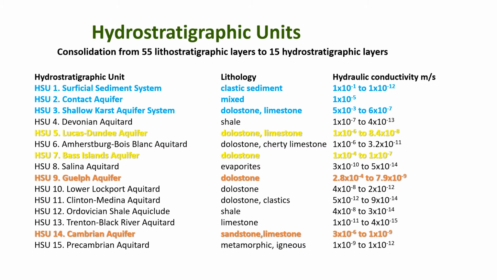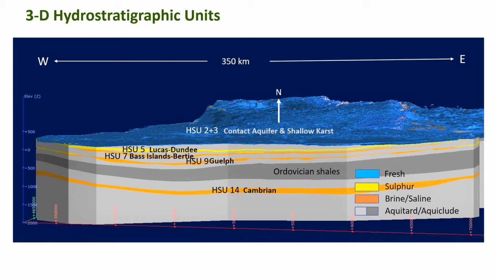Their color coding on here is by water type. Again, blue is freshwater, yellow is sulfur water, and orange is brine. For each one of these is summarized the lithology and the published hydraulic conductivity data. I won't go through this in any more detail in this presentation.